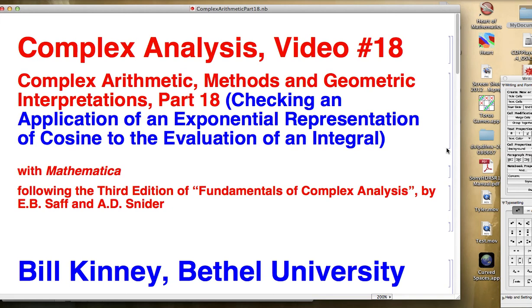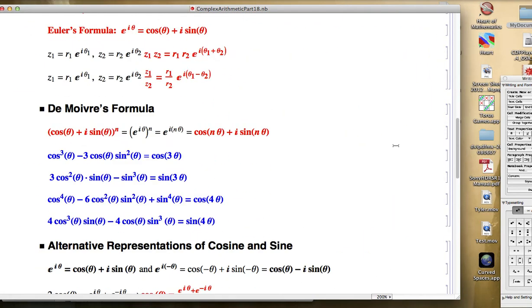This is video number 18 in a series about complex arithmetic, methods and geometric interpretations. Actually, in this video, we're not going to focus so much on the complex numbers as just checking what we did in the previous video, checking how we applied an exponential representation of the cosine function involving the imaginary unit to the evaluation of a real integral. Down here is the problem that we did.